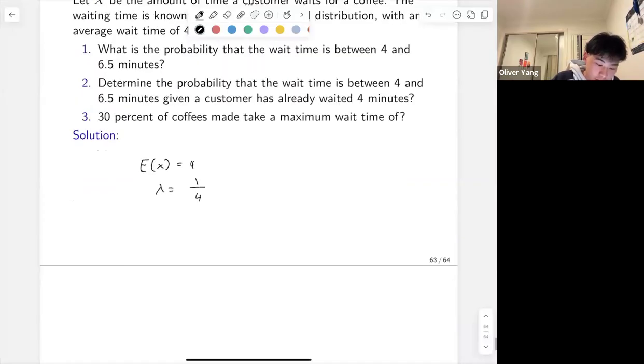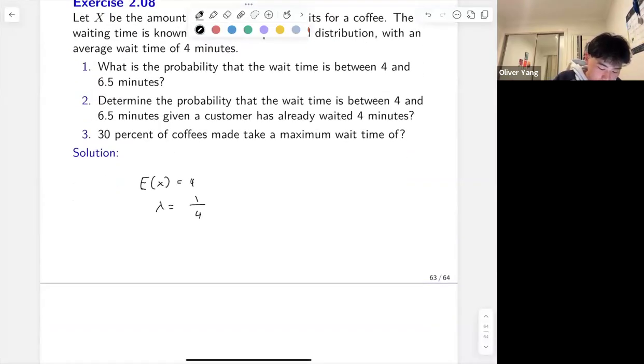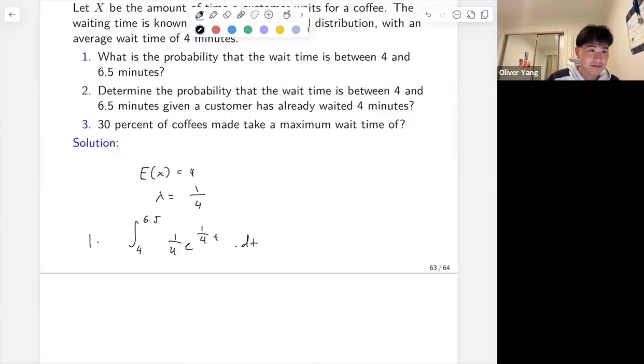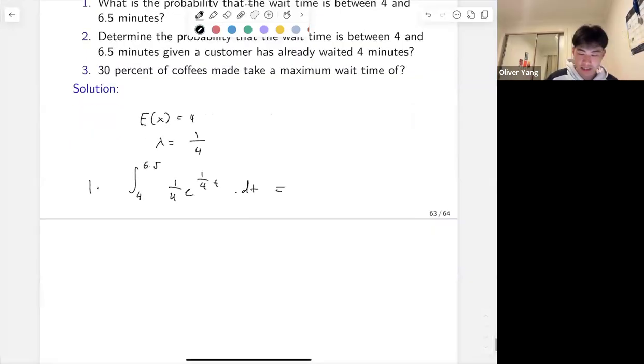Okay, so why don't we try and do this? So we can do the PDF. What's the probability that the wait time is between 4 and 6.5 minutes? Right? So we're going to do the integral between 4 and 6.5. And we're just going to apply our PDF. Okay. So that's literally it. Put it in your calculator and you get some definite integral, right?